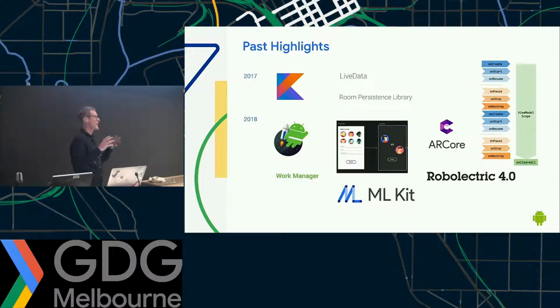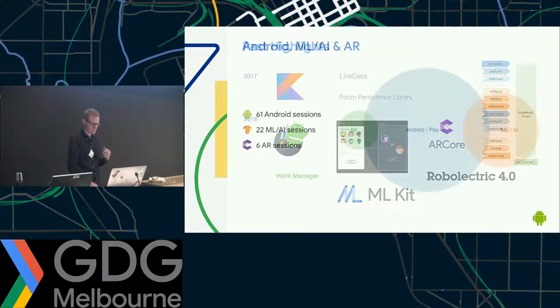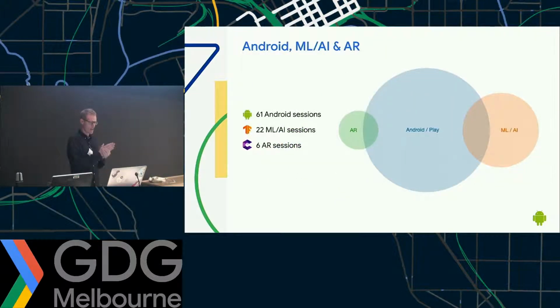So you really can't understate the impact of some of the announcements that come out of Google I/O and how they affect us as Android developers. I personally use or have used pretty much everything on this slide. So expect stuff to come out next month that will impact your day-to-day work. There are 61 Android sessions, 22 ML sessions, and 6 AR sessions. It's a lot of information.